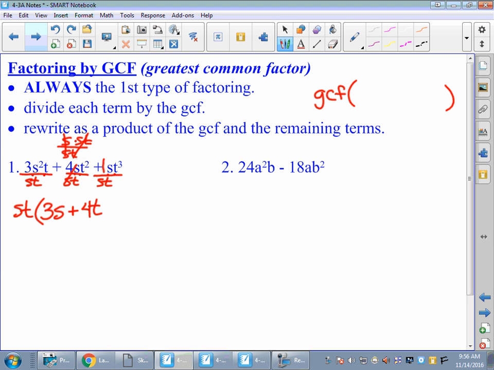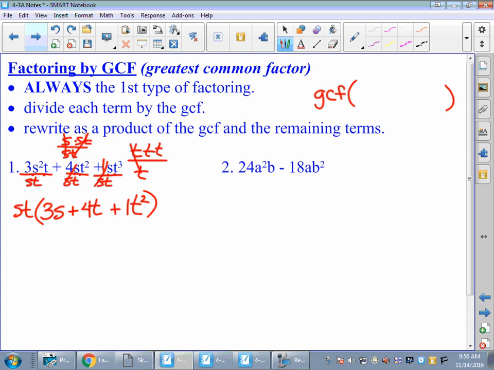And the third one, I'll have the S's cancel. I have 3 T's on top. T cubed is really T over a T, so I'll actually have T squared left over. So there's a 1. Even though there's no number left over there, there's always a 1. So I have 1 T squared. I could check my answer by distributing the ST through, and I should get the original problem.